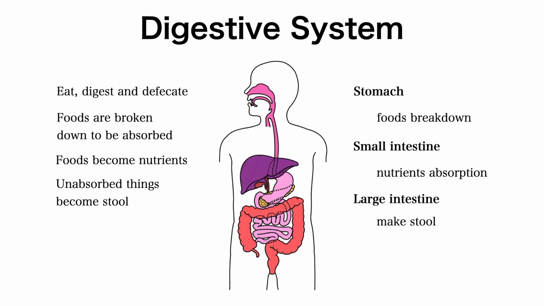Next is the digestive system, which is responsible for the breakdown of food. Food is broken down primarily in the stomach to become nutrients, which are then absorbed in the small intestine. Then, what remains unabsorbed becomes stool in the large intestine. Now let's look at the anatomy of the digestive system.